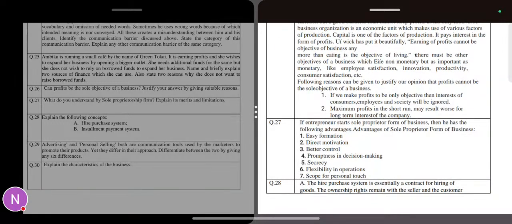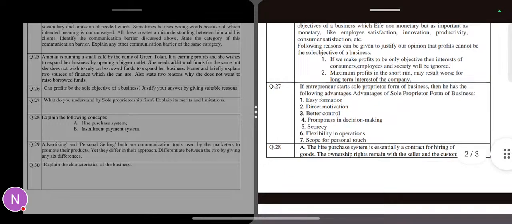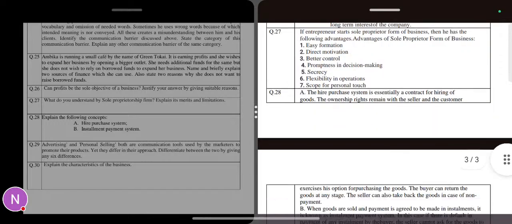27th question. What do you understand by sole proprietorship firm? Explain its merits and limitations. So the entrepreneur starts a sole proprietor form of business. Then he has the following advantages. Advantages of the sole proprietor form of business are easy formation, direct motivation, better control, promptness in decision making, secrecy, flexibility in operations, and scope for personal touch.